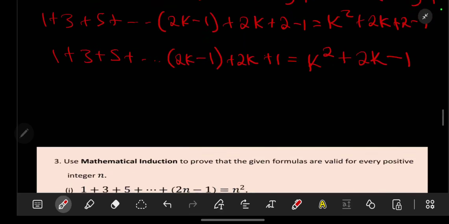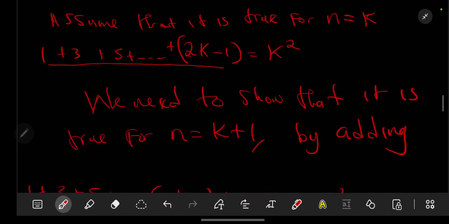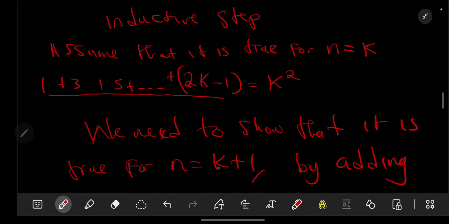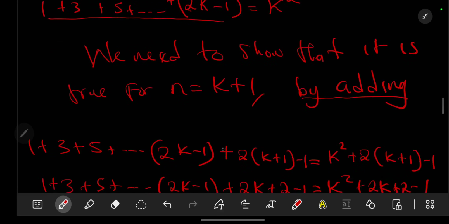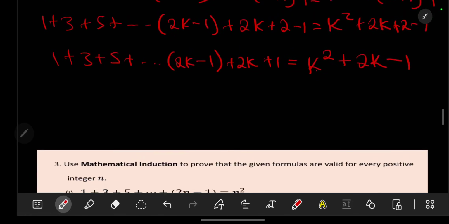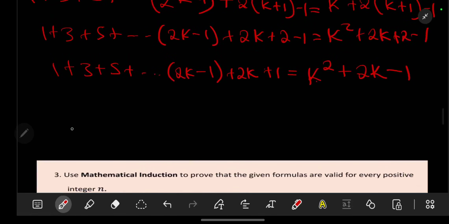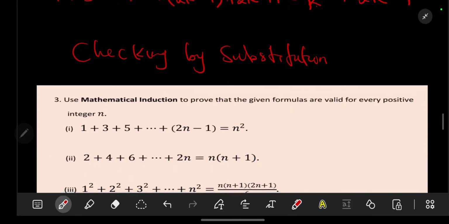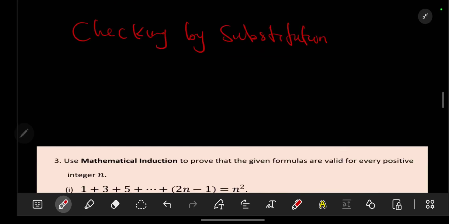So now you are going to check your original equation. Remember, this k plus 1 has just been added, this n is equal to k plus 1, you just added it. But try to see by replacing if it's going to give you your k squared plus 2k minus 1. So you can say that checking by substitution, you are going to put your k plus 1, n is equal to k plus 1. In this, where n is, you are going to have your k plus your 1 like that squared.